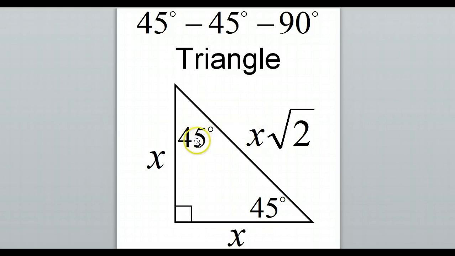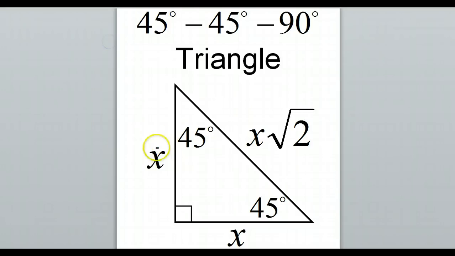Notice that if one of the angles in a right triangle is 45 degrees, the other one has to be 45 degrees. The fact that these two angles are the same means that this is always an isosceles triangle. These two sides will always be the same. The legs will always be equal. Okay, so if this is x, this will be x, and this will be x radical 2. So hold that in your brain for a second.